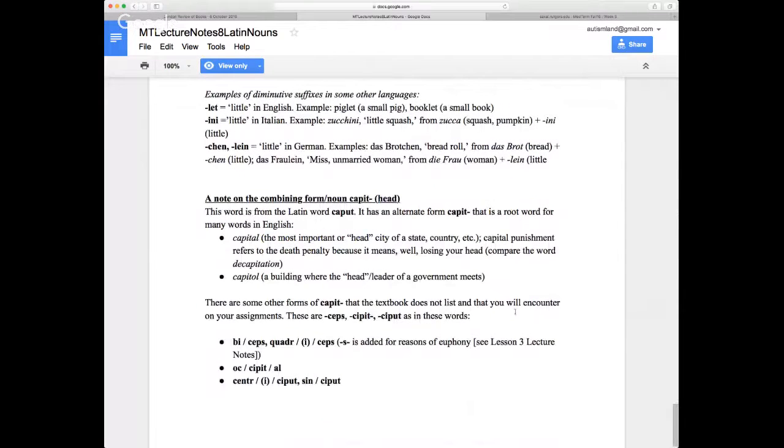Finally, yes, end of the lecture notes. The word caput. Caput means head in Latin. Its alternate form, its genitive stem, is capit-. And it is this alternate form that you see in English words like capital, meaning the most important, like the head city of a state or a country, but also referring to capital punishment. Yes, in other words, a very serious crime, one that you will lose your head for, as in the word decapitation. Or capitol, a building where the head or leader of a government meets.